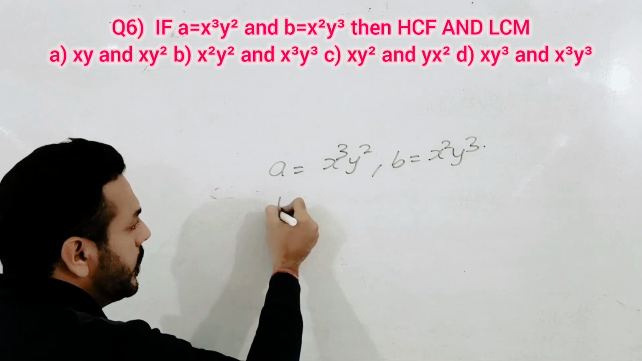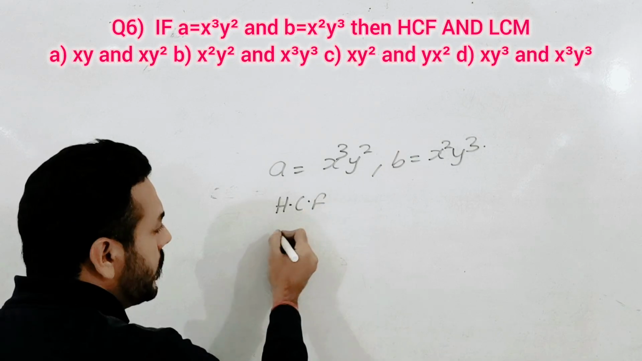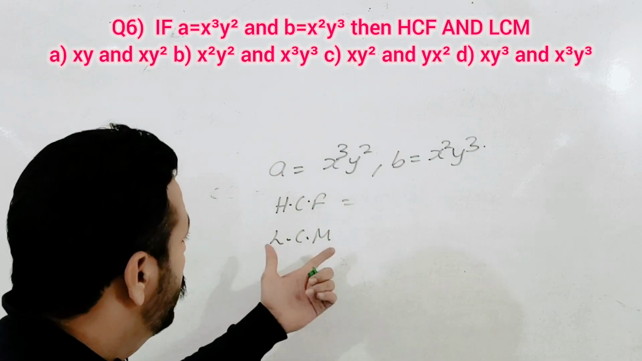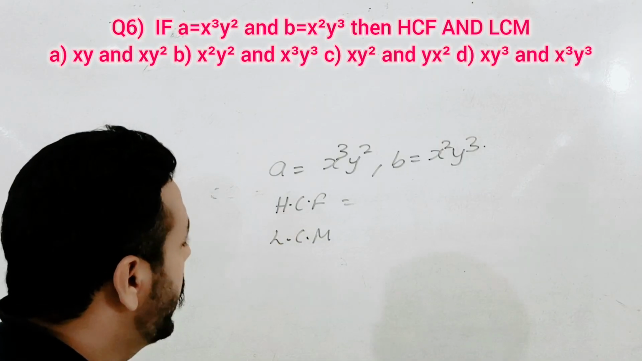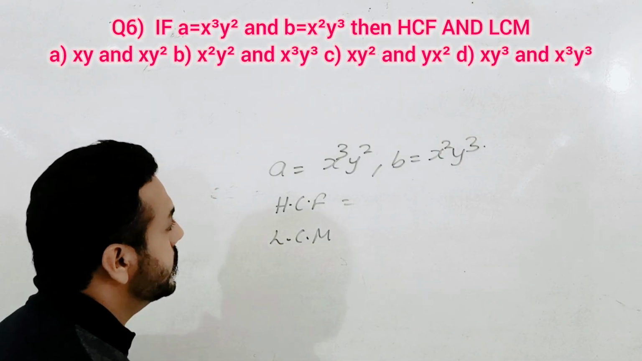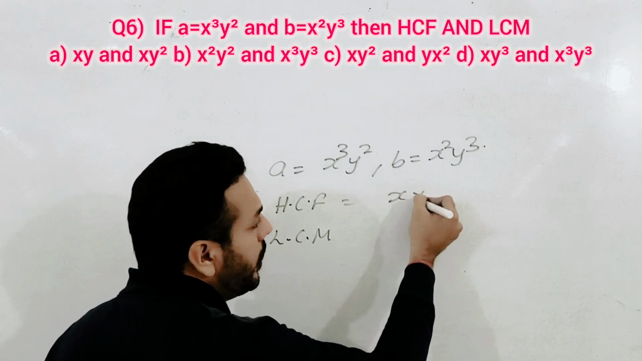So here we find HCF and LCM, right? Now we know that what is HCF? HCF is highest common factor, right? In these two, firstly we find common factors. Here the common factors are x and y.